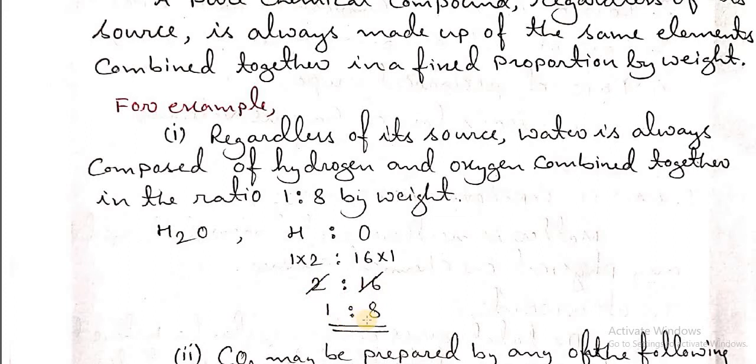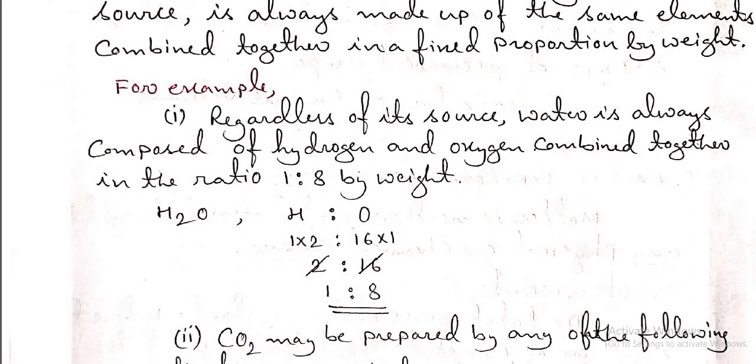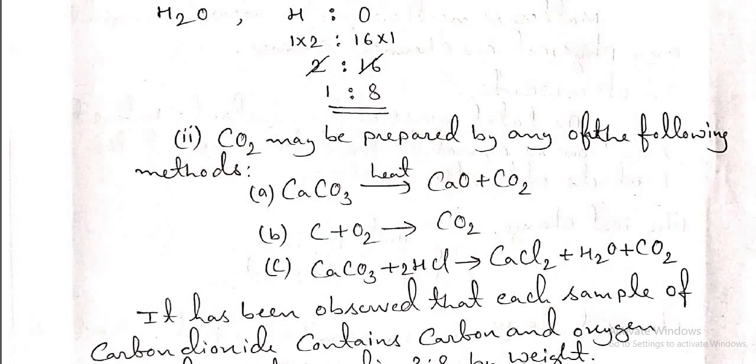So whatever the source of the water, the composition of hydrogen and oxygen is always in the ratio of 1:8 by weight. Another example we'll take is carbon dioxide.